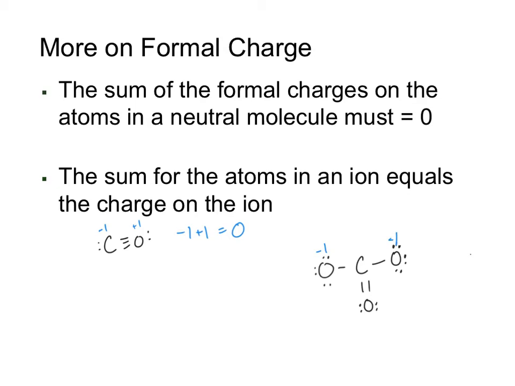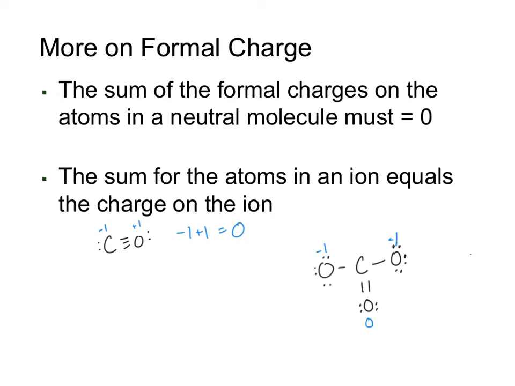This oxygen here, again, came with 6 valence. It has 2, 4, 5, 6. I'm just counting half of the electrons in the bonds, and so 1 each. So 1, 2, 3, 4, 5, 6. And so this oxygen has a formal charge of 0.